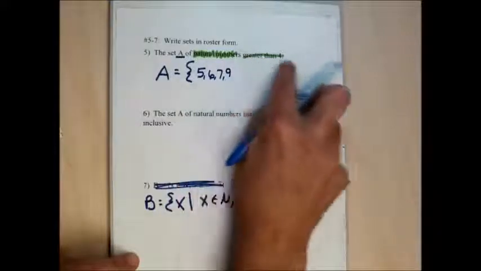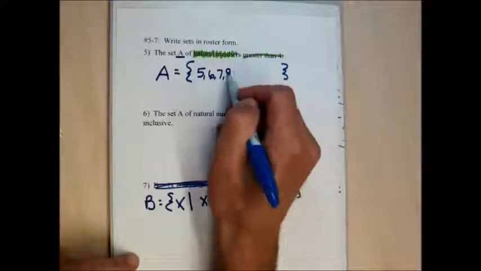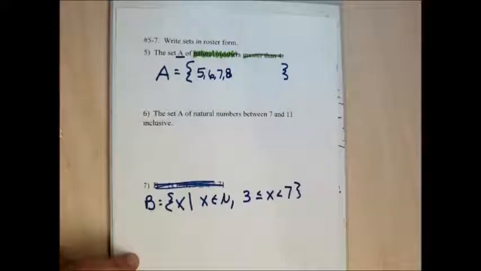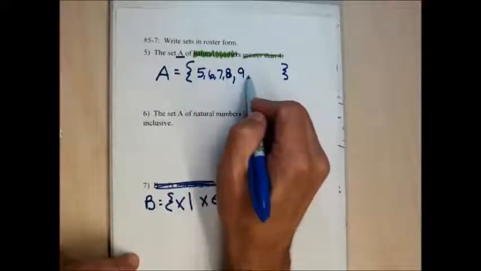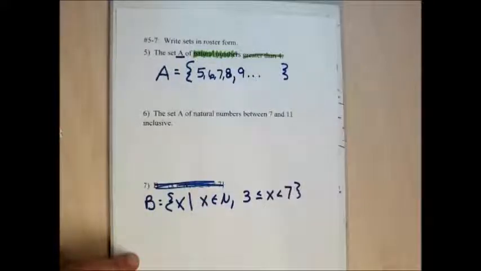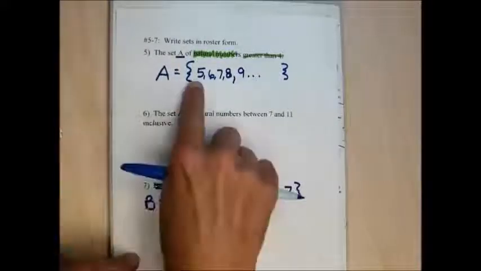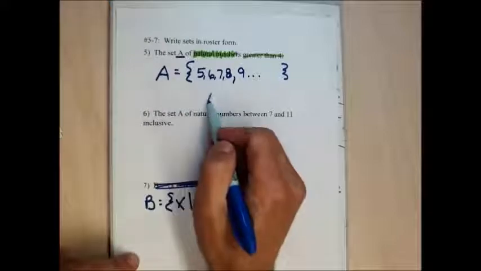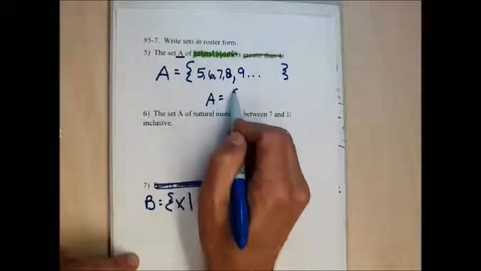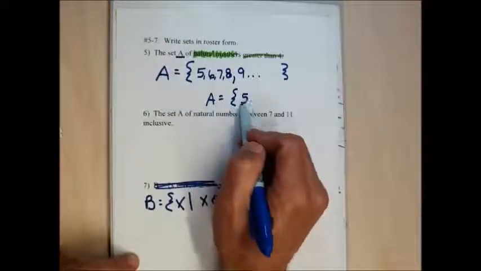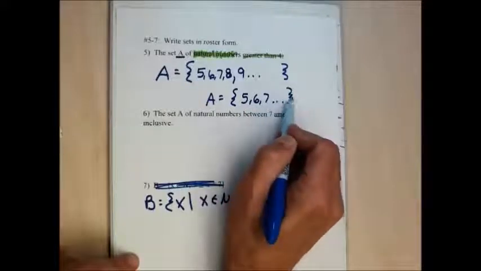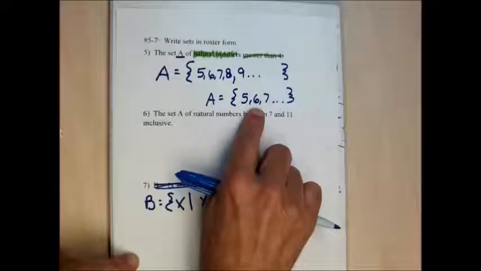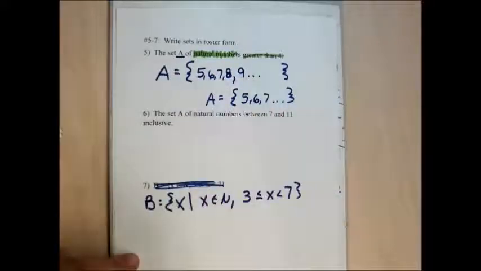Since there's no end number, this pattern needs to go on forever. At some point, I stop writing numbers and I write an ellipsis to indicate the pattern goes on forever. 3 is the minimum number that you could show to establish a pattern. So probably on my key, if this was a test question, my answer would look like that. A equals the set 5, 6, 7, and so forth. But what I have above is equally correct.